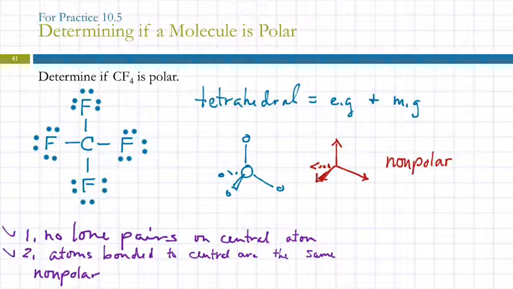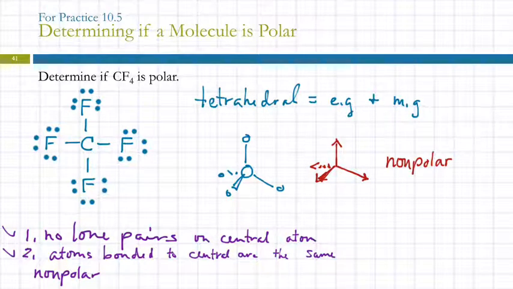This works because if you have a lone pair on the central atom, that's going to make it unsymmetrical. It's going to make it polar, guaranteed, because it's going to be lopsided. So in order for it to be nonpolar, it has to be symmetrical. You can't have any lone pairs.